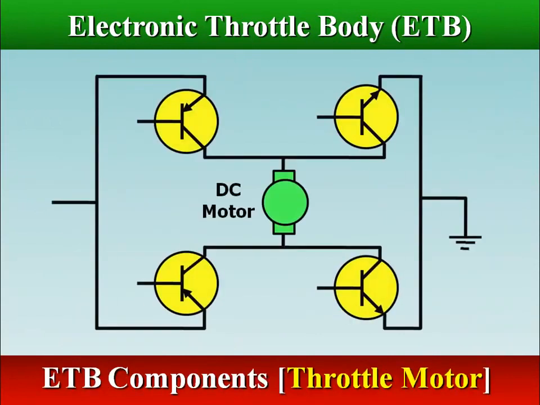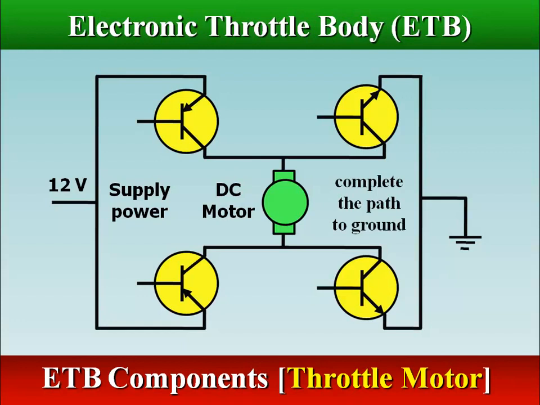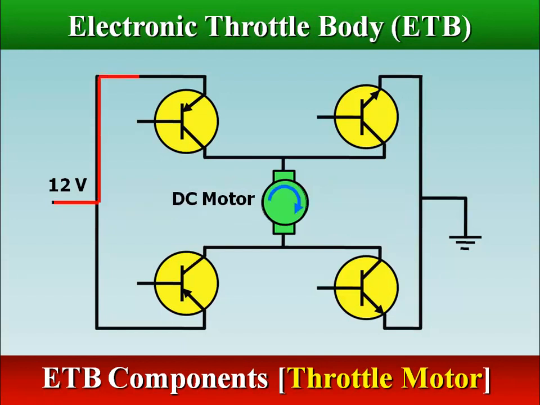The motor circuit consists of 4 control transistors on the opening and closing circuits. One transistor supplies power and the other transistor completes the path to ground. This configuration allows the ECM to control the direction of current through the motor. An H-bridge circuit is used to control the direction of the DC electric motor of the electronic throttle control unit. To reverse the direction of operation, the polarity of the current through the motor is reversed.